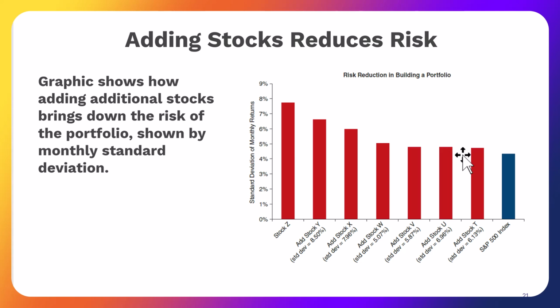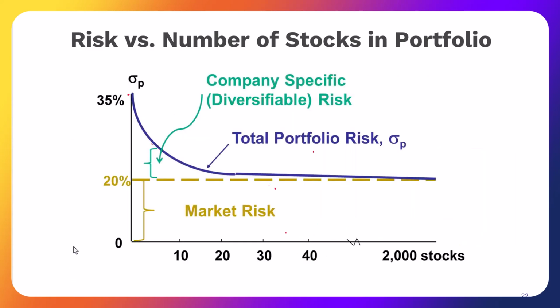And sooner or later, if we get enough stocks, we just don't get the same benefit as we add more and more and more things together. There's a limit to this. I particularly like this graph a little bit better because it gives us a description, if you will, of the two different kinds of risk. We know that there is diversifiable risk and there's non-diversifiable or market risk. The total risk of a portfolio is this blue line. And as you see, as we add more and more stocks, total risk goes down.